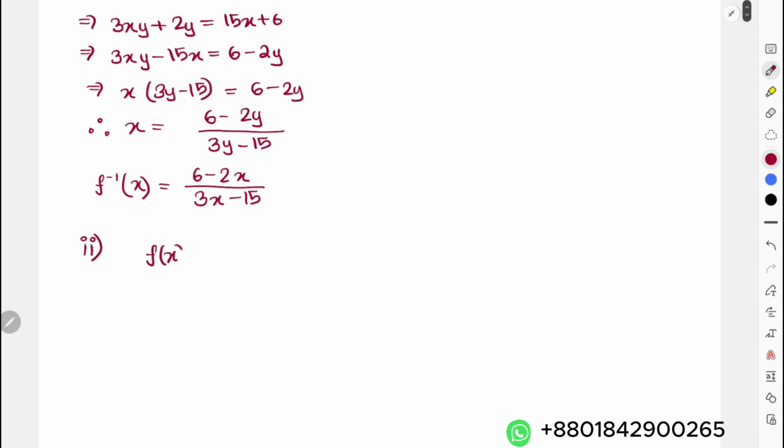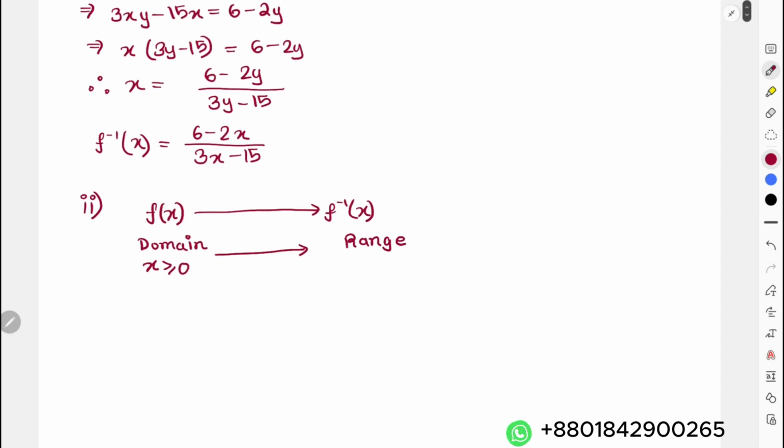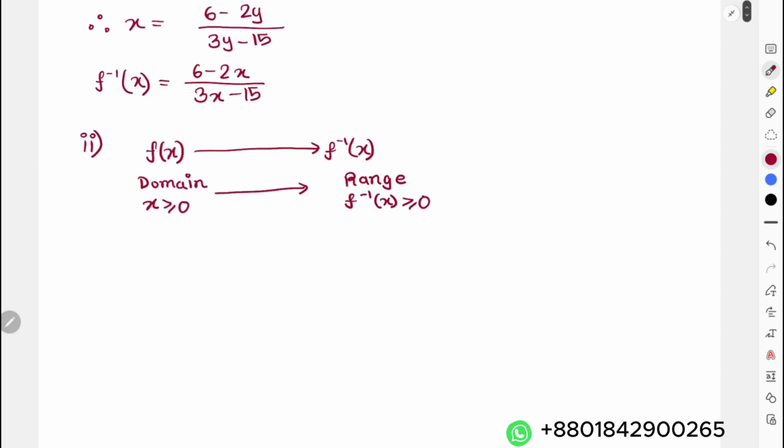When you convert f of x into f inverse x, the domain over here, which was actually given as x greater than or equal to 0, is going to be the range of this f inverse x. So this time you can write f inverse x greater than or equal to 0. Domain was greater than or equal to 0 in the original function, now the range becomes greater than or equal to 0.